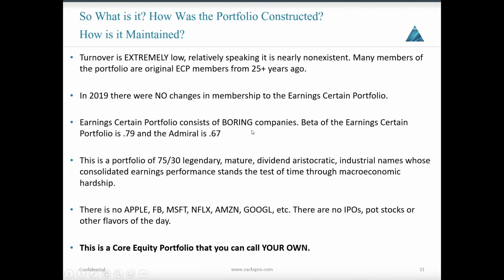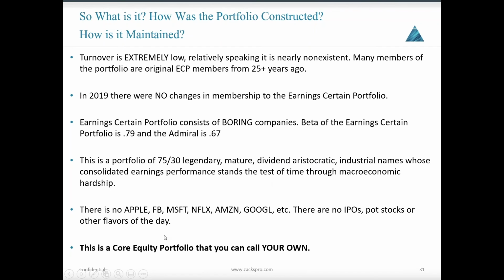These are really boring companies. When you see the names, you're going to be like, oh, okay. But when you put them all together in a portfolio, it really makes a lot of sense. The beta, again, of the broader ECP is 0.79. The Admiral is only a 0.67. So really, really nice beta. Gives you that really, really nice downside protection. These are legendary, mature, dividend aristocratic names. These companies have literally withstood the test of time.